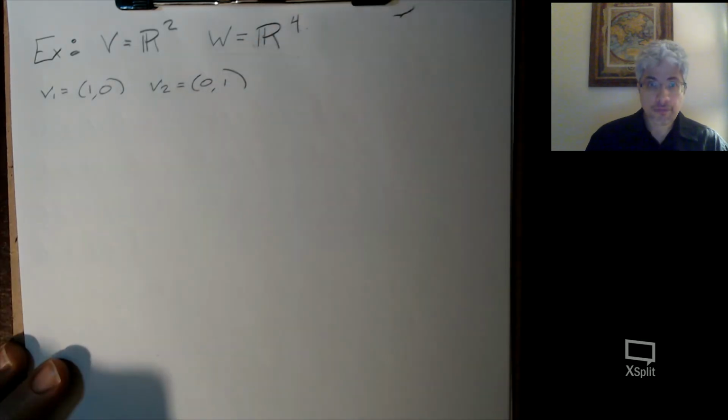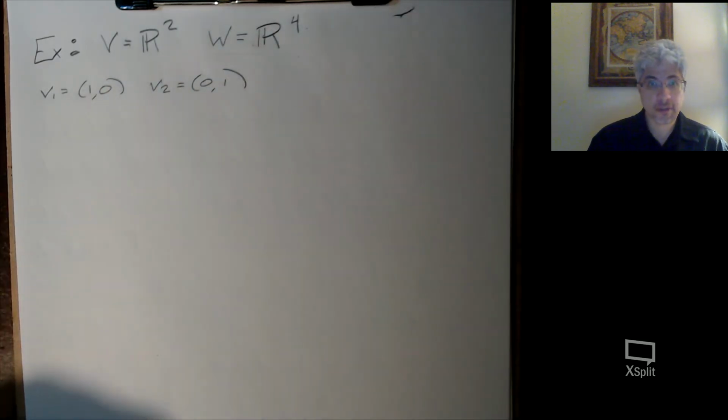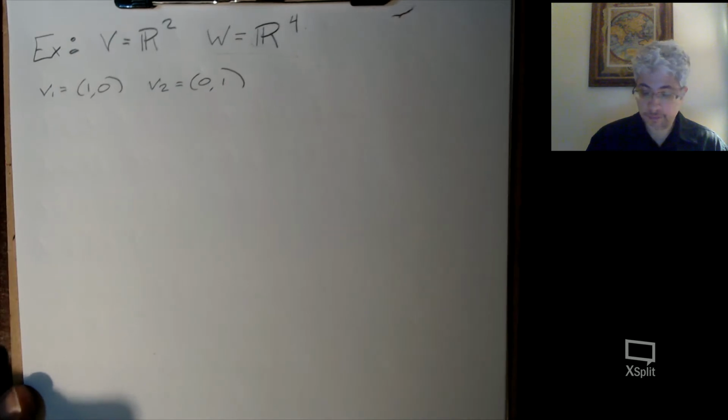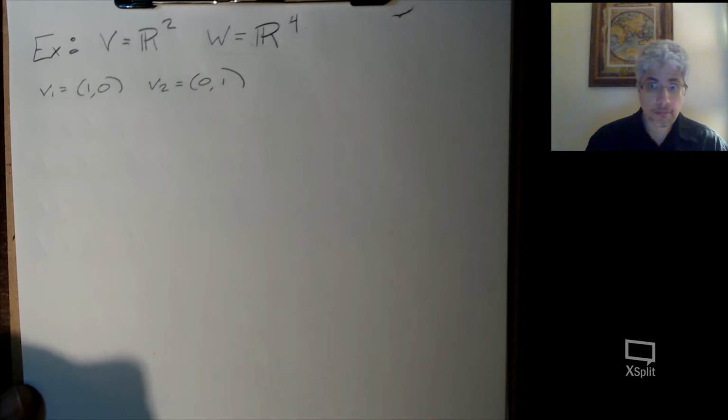I have a vector space V and a vector space W, and I have a basis for V: (1, 0) and (0, 1). It's a dimension 2 vector space. These are independent, and they form a basis. So, how do I make a linear map from V to W?